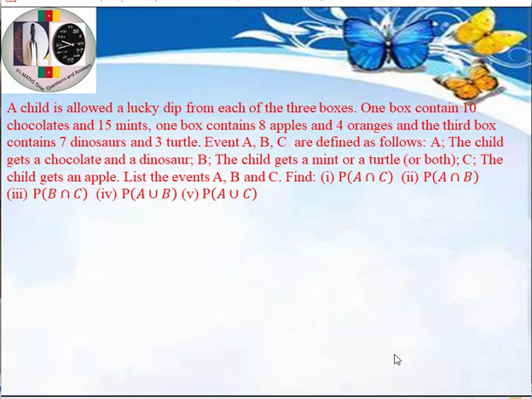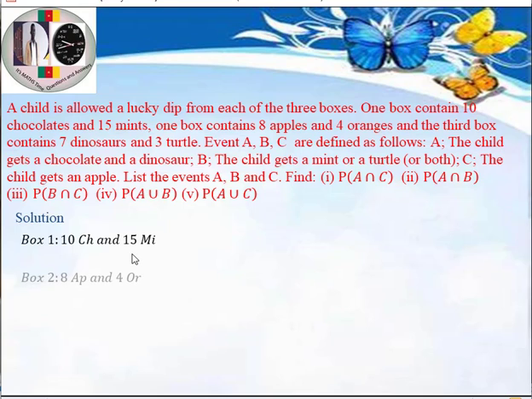So without much ado, let's start by collecting the data of items in each box. So in box number 1, we are going to have 10 chocolate and 15 mint. So CH represents chocolate and MI mint. In this case, the total sample space will be 10 plus 15, so the total number of items in box 1 will be 25 items.